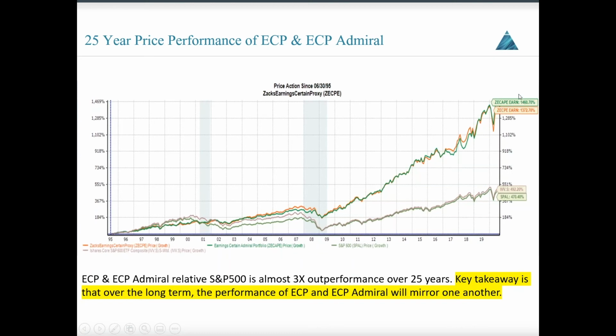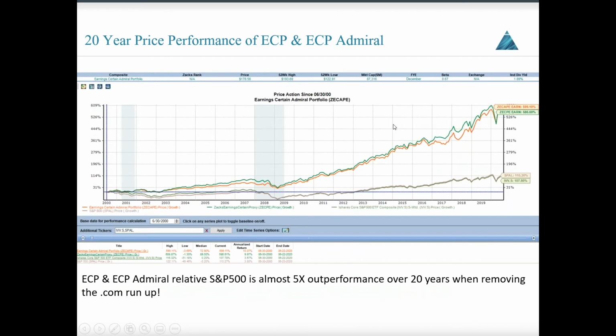So you can see that over 25 years, they're almost spot on. Okay. We're going to get into a little bit more variability as we begin to bring this time frame in. And we're looking now at a 20-year price performance of ECP and ECP Admiral. And you can see that when we remove the .com run-up, the outperformance is almost 5x over 20 years.